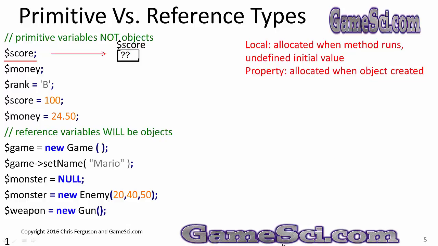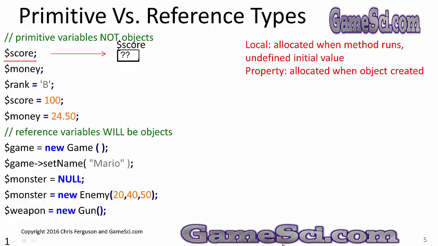I'm going to just create a variable $score here. You can notice that I'm not even assigning it a value. I'm just saying $score semicolon. That will allocate space for a variable. The question marks kind of indicate that I haven't assigned it a value. It's an empty variable or an undefined variable. If this was a local variable declared inside of a method or a function, it would not be created until that method runs. And of course, this way it has an undefined value.